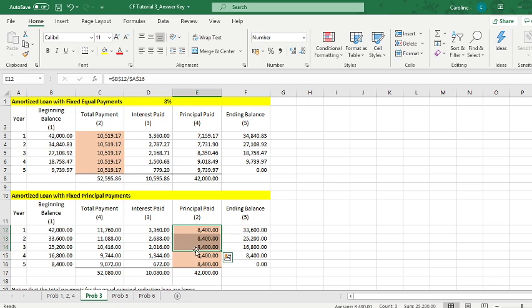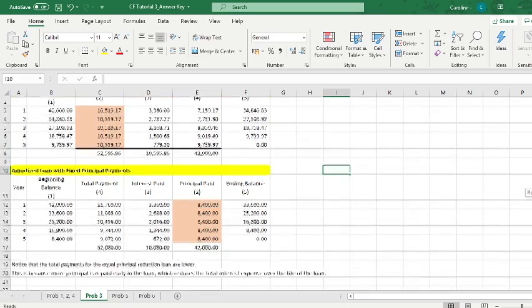So this is why the amortized loan with fixed principal payments allows you to pay a lower amount, because the interest paid that you have to pay in the subsequent years will become lower than if you use the fixed equal payments. So that is why the fixed principal payments yield a lower payment altogether.